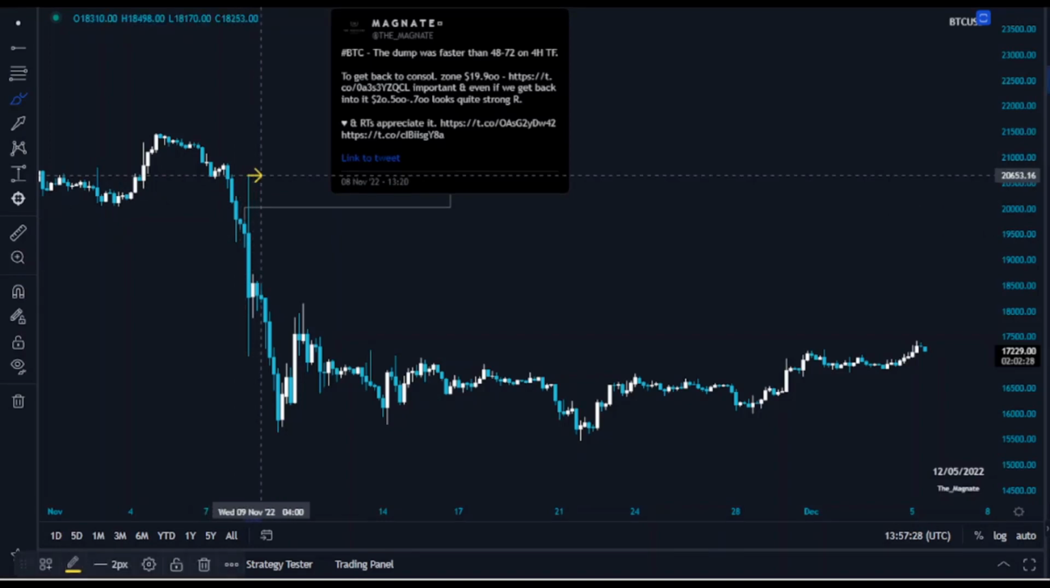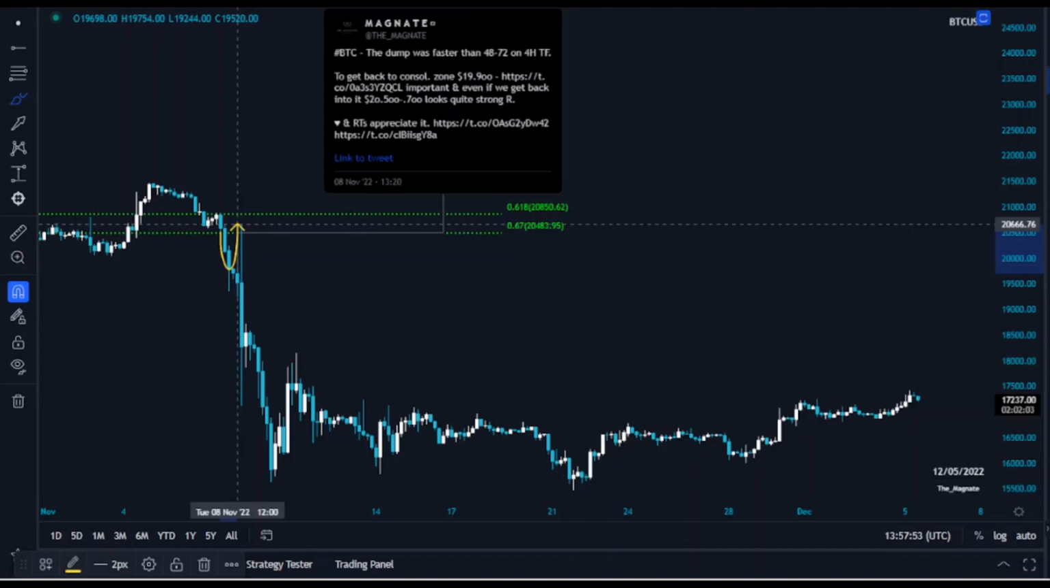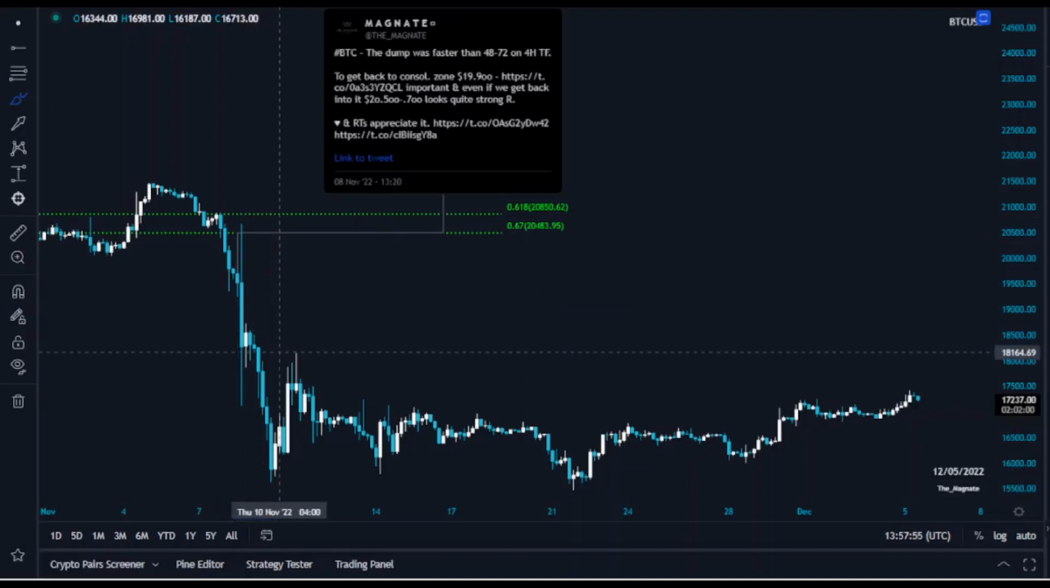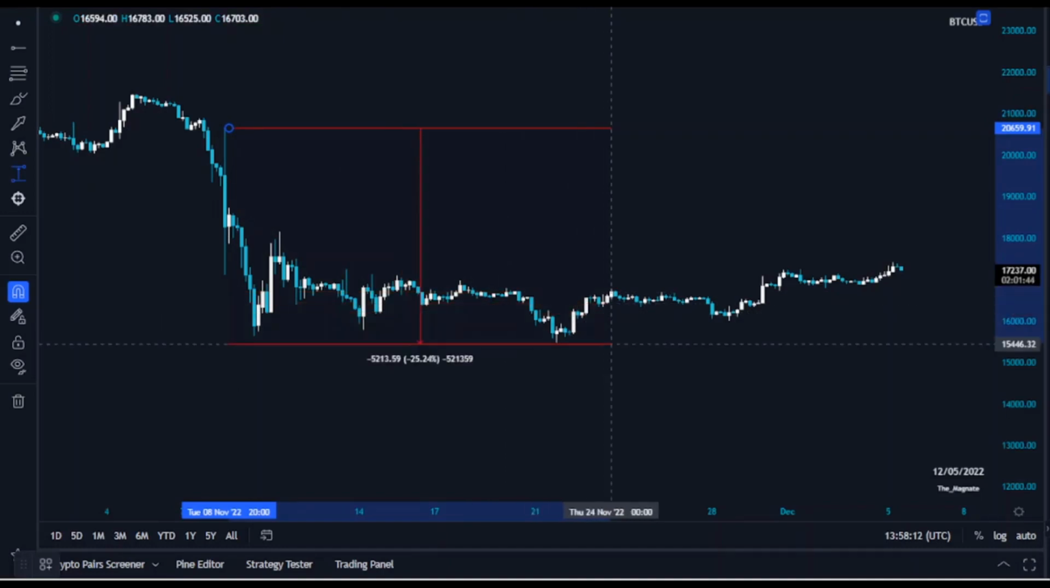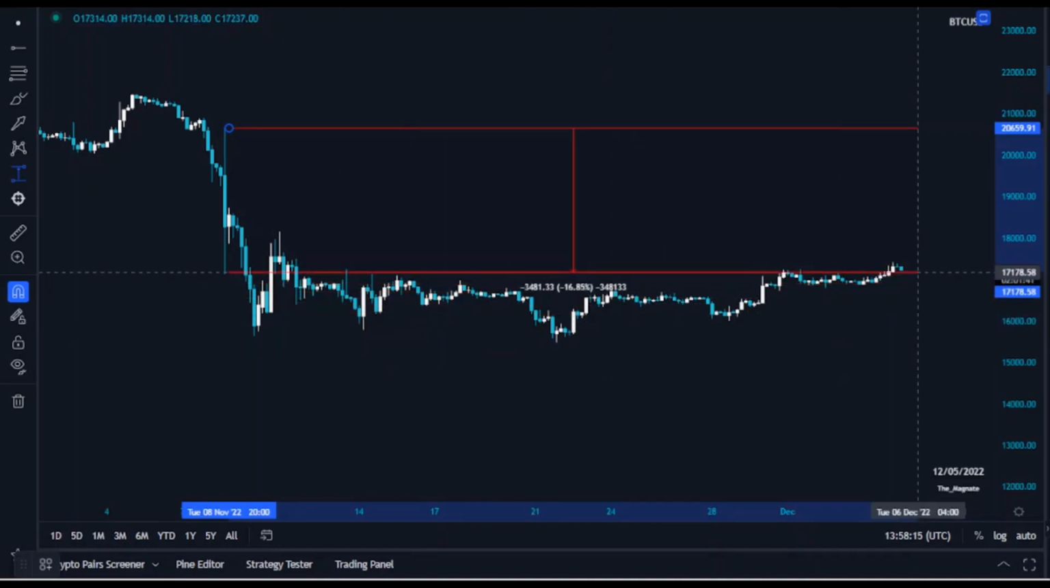And as soon as we reached the 618, the golden pocket on the 4-hour time frame, we were heavily under the bear's control, and we saw massive dump with the FTX news. So from there, as I said, we saw massive dump in the market, which is 25%, and with the current price action, over 16% dump.